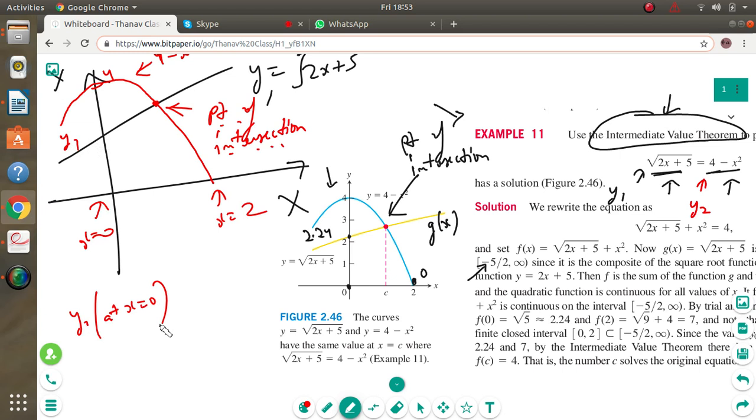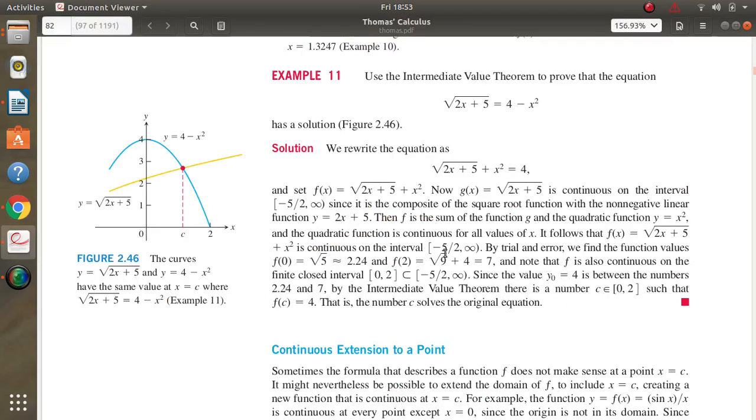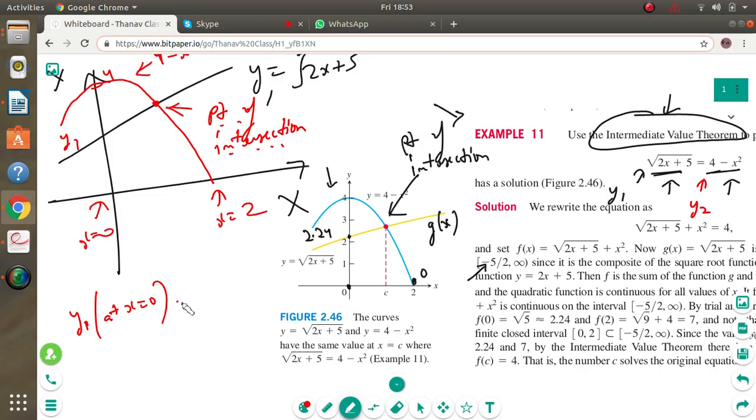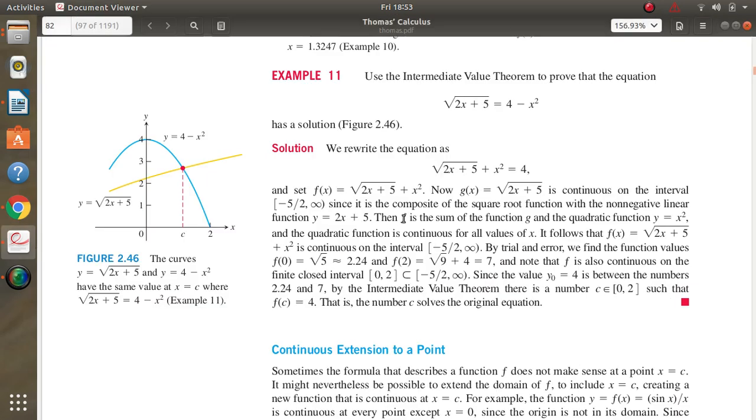So y1 at x equal to 0 is coming out to be root of 5, that is 2.24. Now next we take the value x equals 2 for the same function.